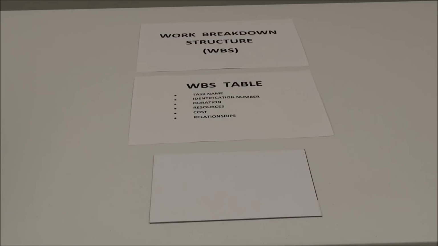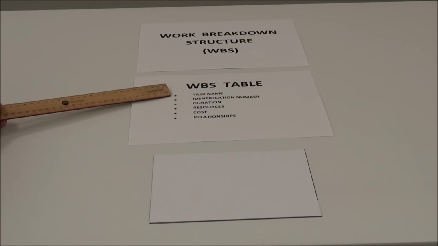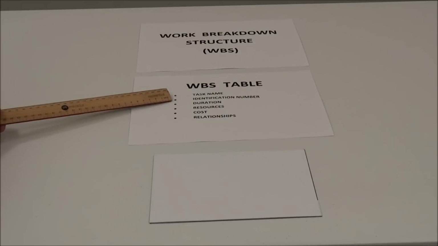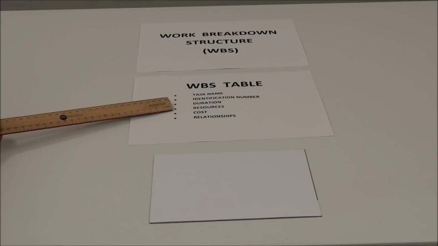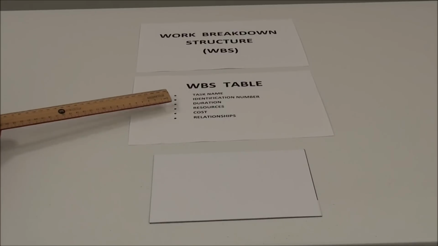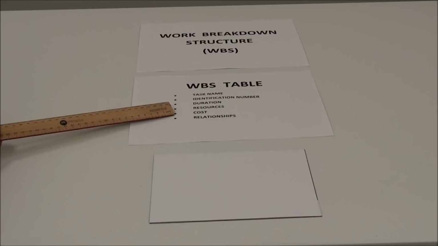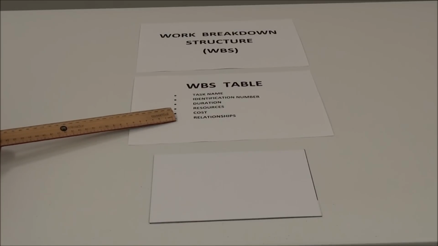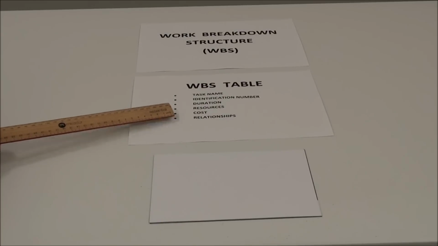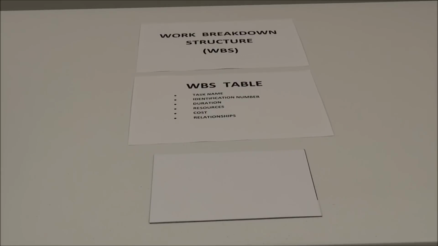us a WBS table. On a table, we're going to look at a task name, a unique identification number, a duration of how long the task will take, what resources are required to do the task, what cost is involved in doing the task, what relationships there are between one task and another. That is a work breakdown structure table.